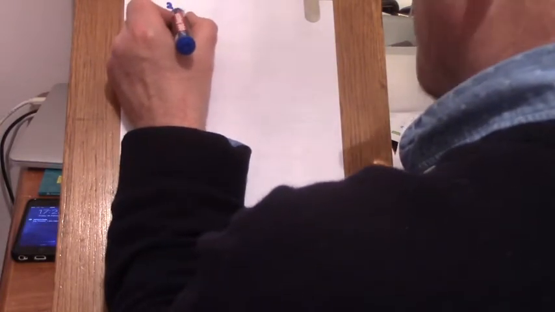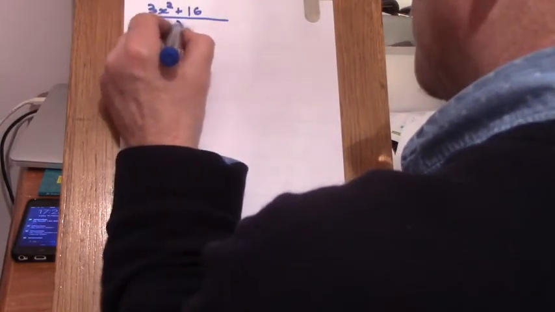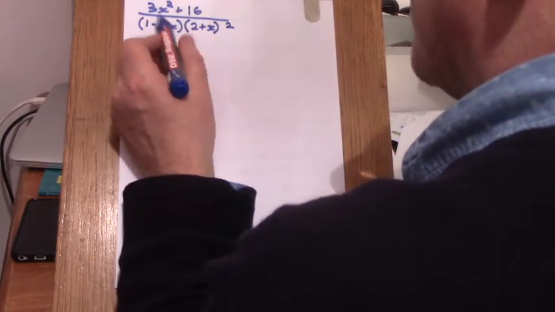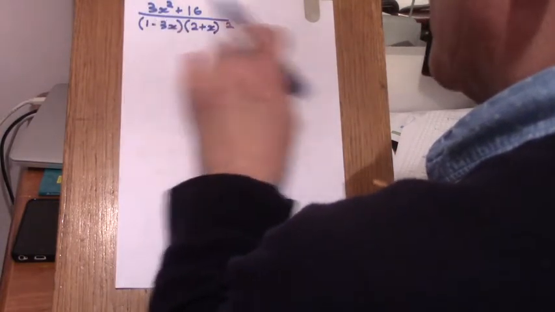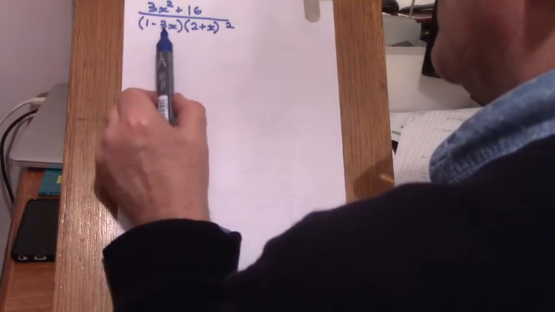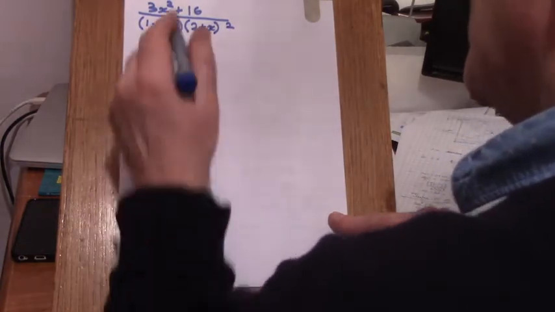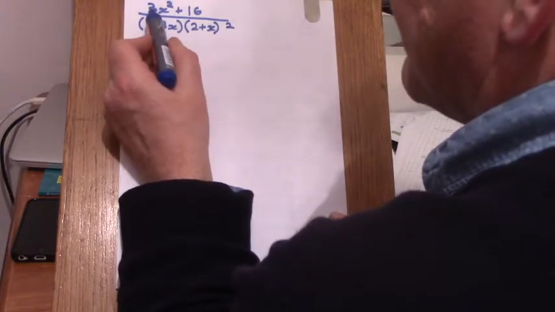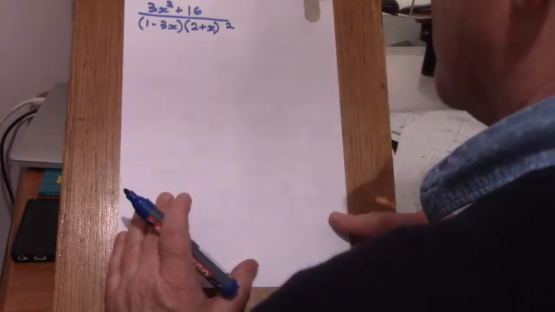Another part B of an exam question was fairly similar, which was to use, by any method, find the result of this fraction, 3x squared plus 16 over 1 minus 3x times 2 plus x squared. And the conventional method is to first separate out into partial fractions. There'll be three fractions because of this squared term. And then to use the binomial formula to expand all three of those and then add them up. But the Vedic system would suggest that we can just multiply this out and then divide it straight into 3x squared plus 16. And that is a 7-mark question.